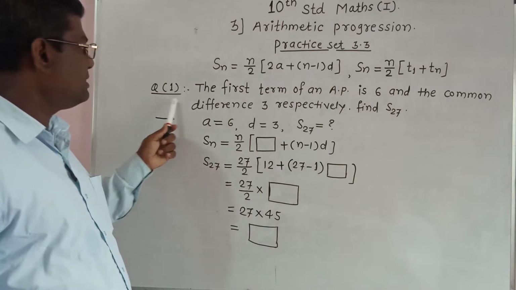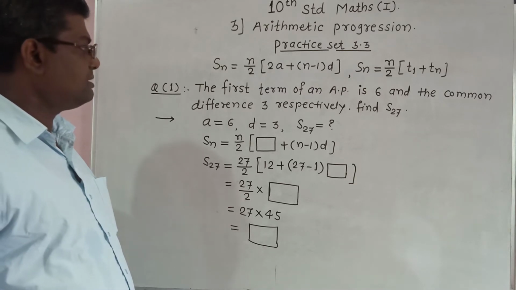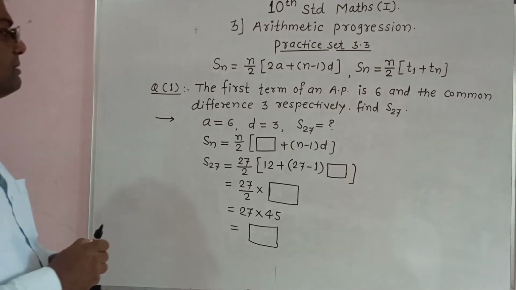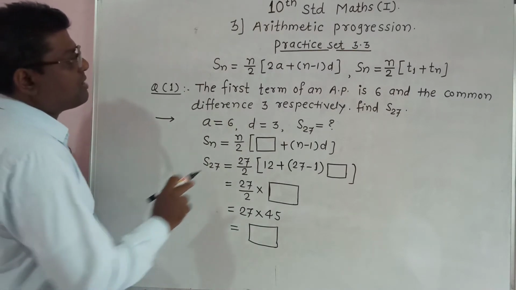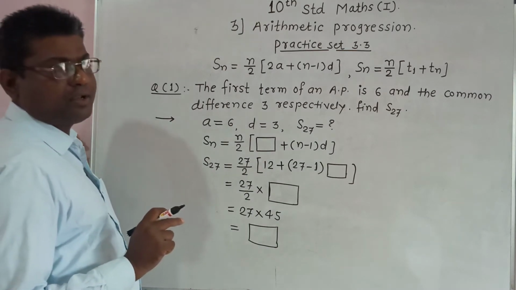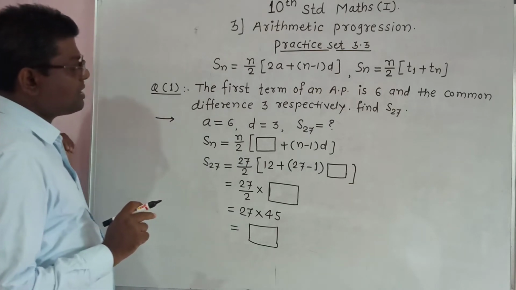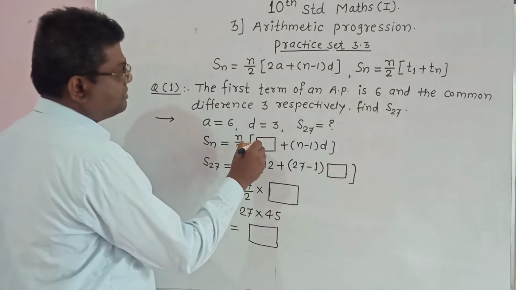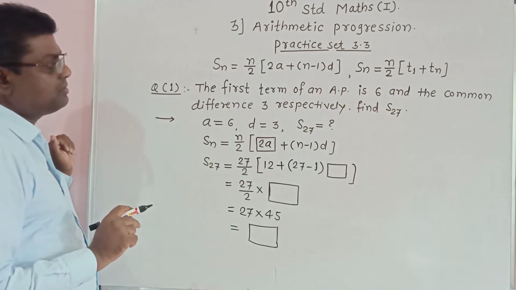Now question number 1: the first term of an AP is 6 and the common difference is 3 respectively. Find S27. Here the first term, that is a, is given as 6. So a is equal to 6. Common difference d is equal to 3. And we have to find S27, which means the sum of the first 27 terms of the AP. So the formula is Sn is equal to n upon 2 in bracket 2a plus (n minus 1) into d.